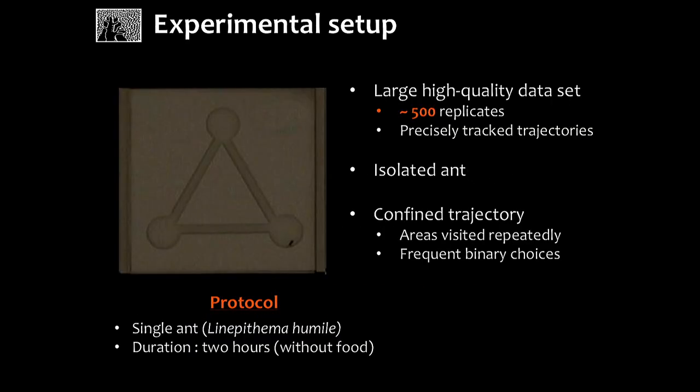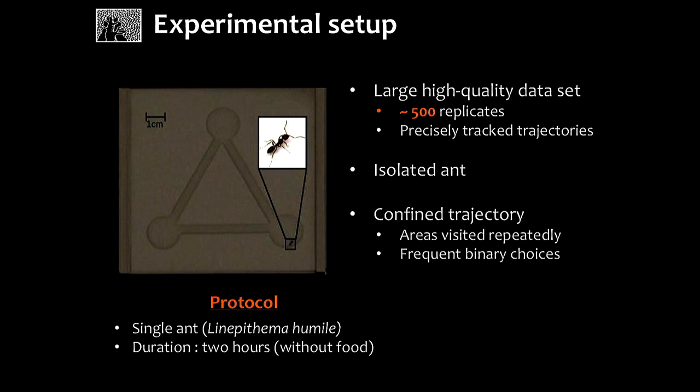So here is my experimental setup. You take an ant, an Argentine ant, you put it in a triangle-shaped maze, and you just record its trajectory for 2 hours without food. This experiment is easy to replicate and to track, so I have about 500 precisely tracked trajectories.